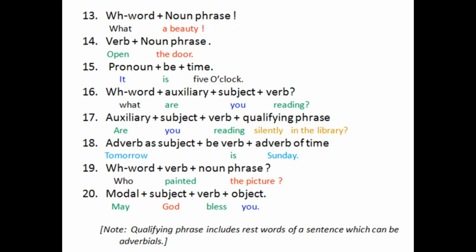Next, pronoun plus be verb plus time. So the sentence is, it is 5 o'clock. Next, what are you reading? Here, WH word plus auxiliary plus subject plus verb structure is followed. Next, auxiliary plus subject plus verb plus qualifying phrase. So the sentence is, are you reading silently in the library?